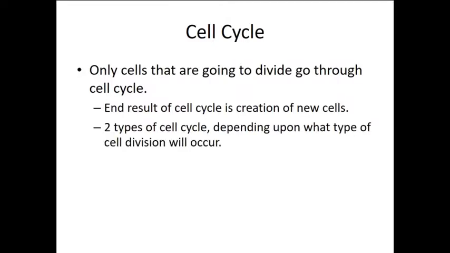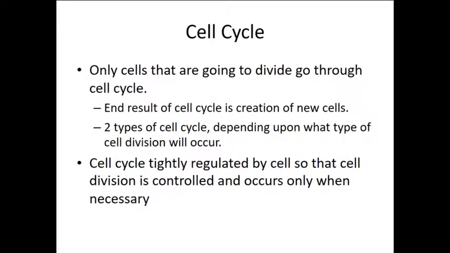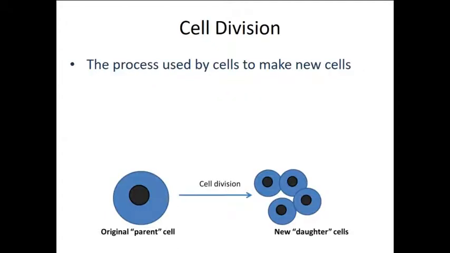There are two types of cell cycles because there are two types of cell division, so whichever type of cell division is happening, that's what kind of cell cycle is also happening. And one thing to keep in mind is that the cell cycle is very tightly controlled by the cell, and that is so that cell division, or the creation of new cells, does not occur when it's not supposed to.